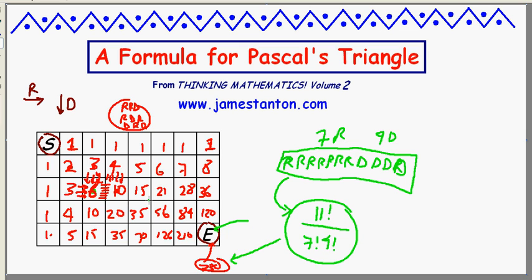So I actually have now a formula for the entries of this grid. For example, what is this 15 really? Well, it's coming from 1, 2, 3, 4 R's and 2 D's. There's a total of 6 letters, 4 of which are R's and 2 of them are D's. So that 15 is really 6 factorial over 4 factorial over 2 factorial.